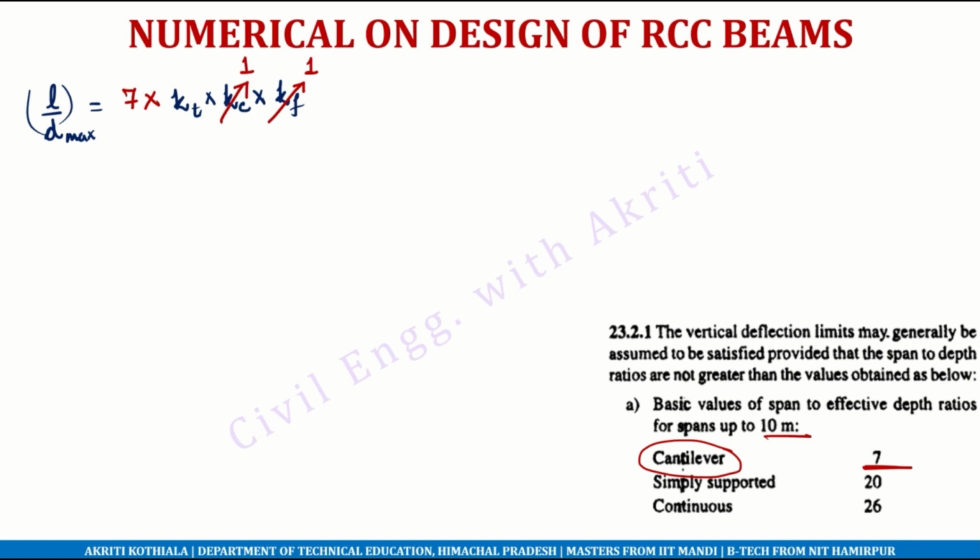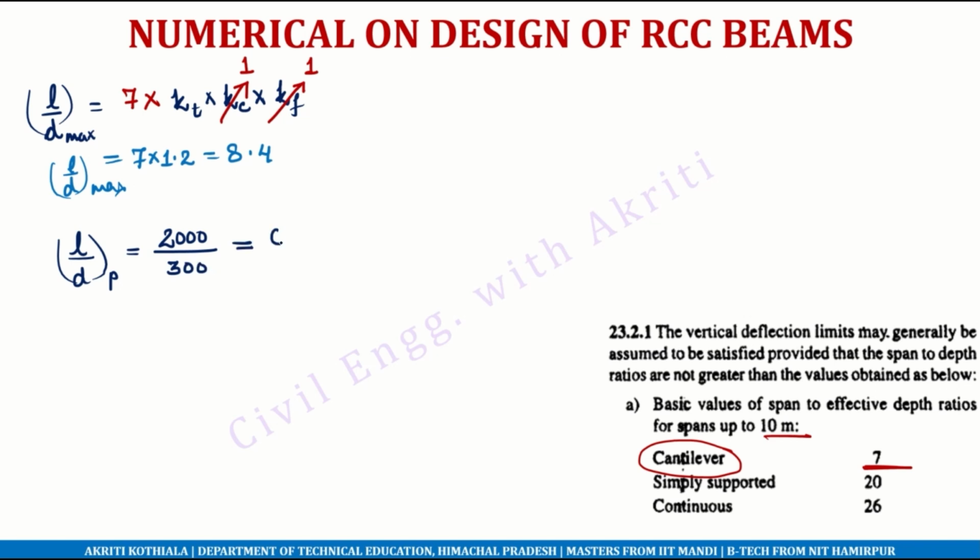So substituting the values, the ratio of L by d max calculates to be equal to 8.4. This is the maximum value which is permitted by the code. And what we have provided, L by d provided, is simply 2000, which is the clear span, divided by the depth at the fixed end, which is equal to 6.67. We have to keep in mind that while checking for cantilever, we will be checking at the fixed end. So this value is less than the maximum value, hence it is okay against deflection.